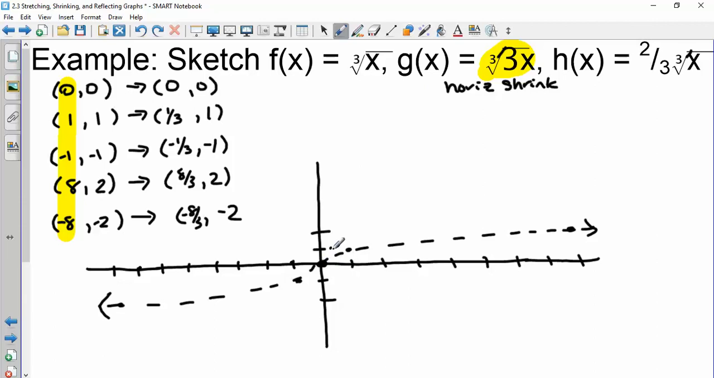So if I plot these, 0, 0, 1/3, 1, 8/3, that's like 2.6 repeating, gives me a 2. Got negative 1/3, negative 1, negative 2.6 repeating, negative 2.